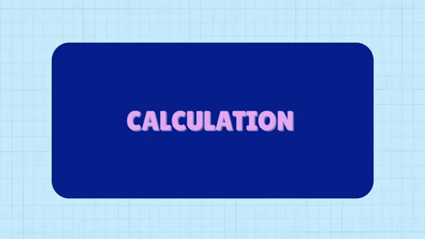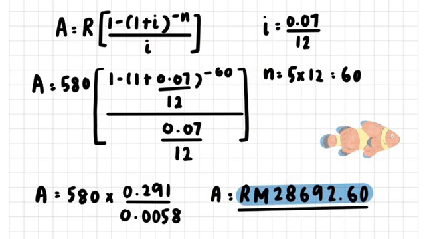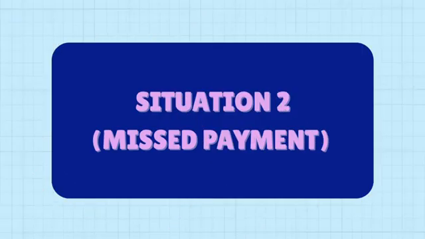Since Sarah wants to know how much money she can borrow today based on fixed monthly payments in the future, we can calculate it using the present value of an ordinary annuity formula. Here is the calculation for the first situation. Next, let's move on to the second situation, which is missed payment.